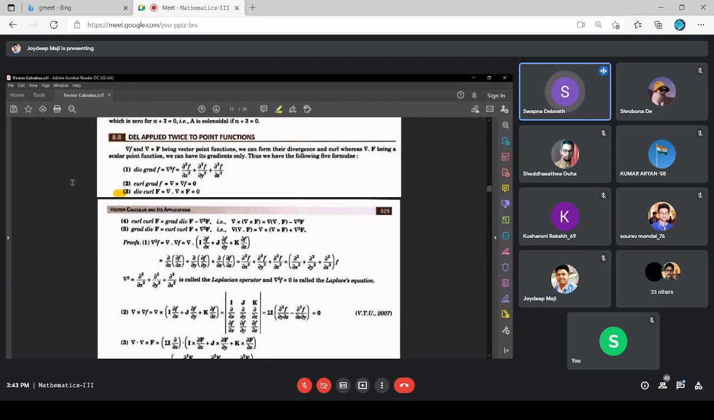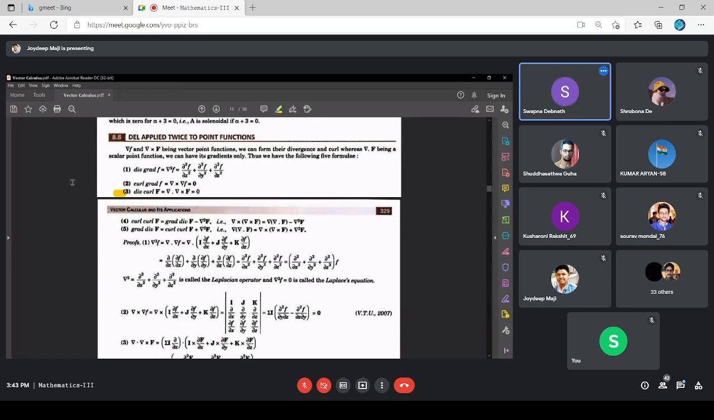Now the second is curl grad f. Grad f means del f, curl means del cross del f. See, they have first written del f or gradient f, that is i del f del x plus j del f del y plus k del f del z. And the product is del cross.